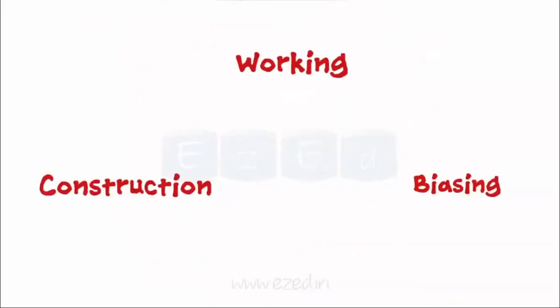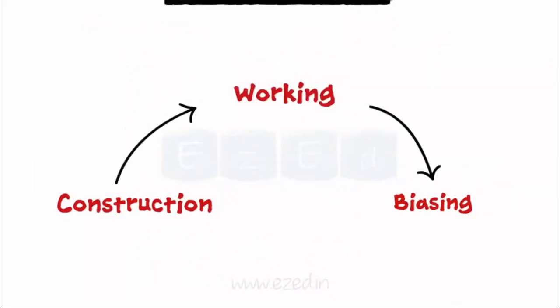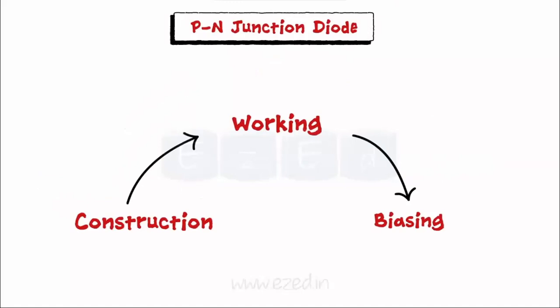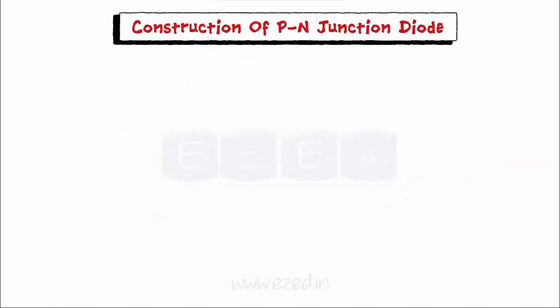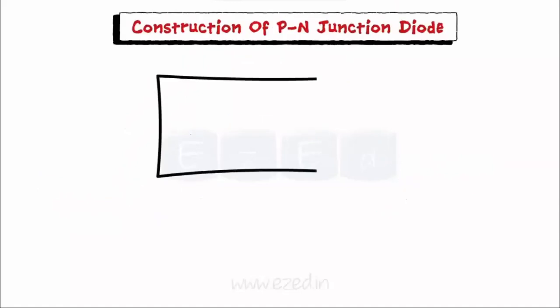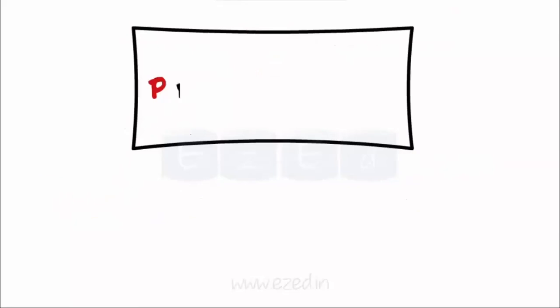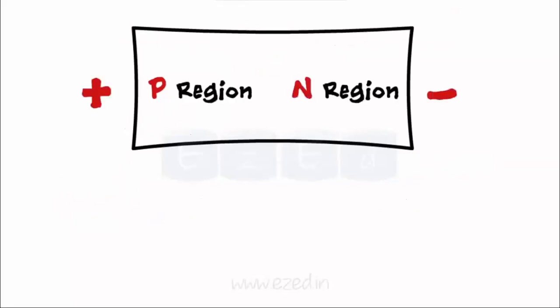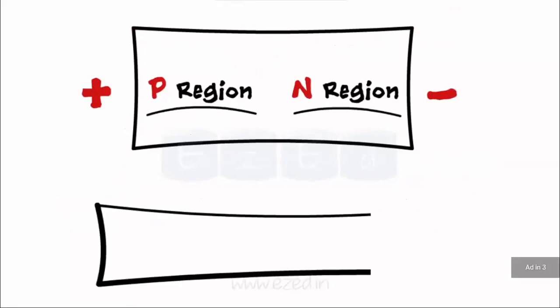Let's break the concept of diode in three parts. That is construction, working, and biasing of the diode. So let's start with the construction of a diode. Here, as the name PN junction diode itself suggests, we form P and N junctions on the pure semiconductor material.